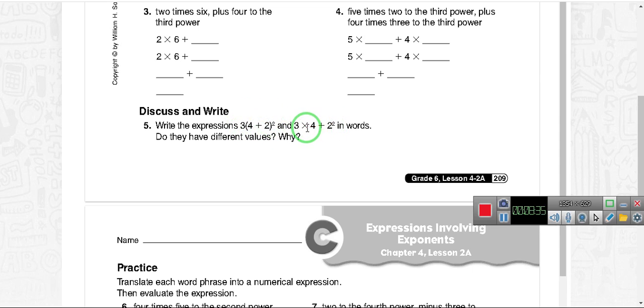And now here we have 3 times 4 plus 2 times 2. First we start with the exponent. So 2 times 2, that's 4. 3 times 4, that's 12. 12 plus 4, that's maybe 16. So look how it differs. The answer is very different.